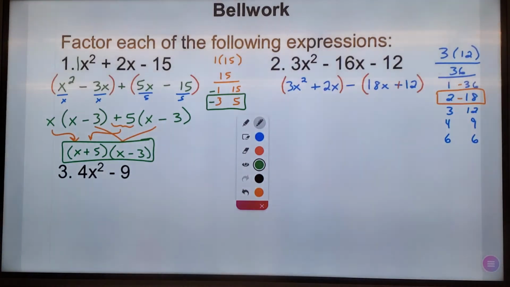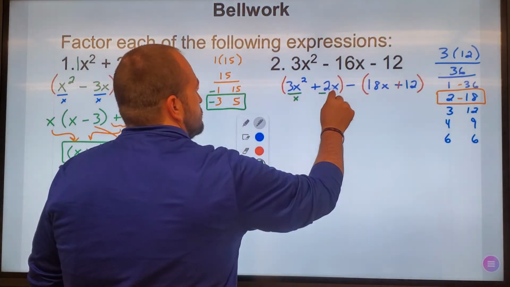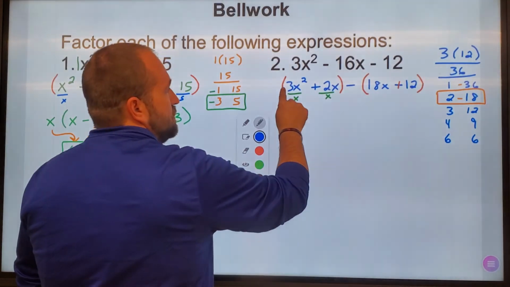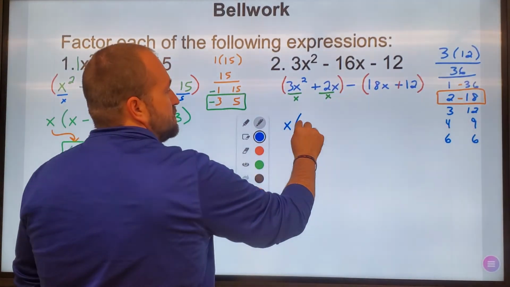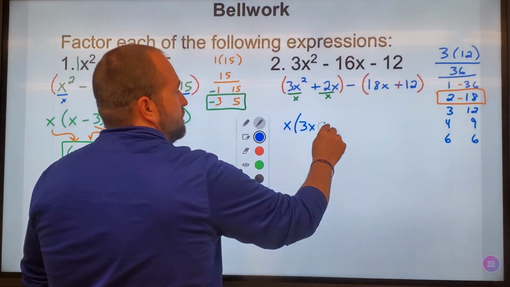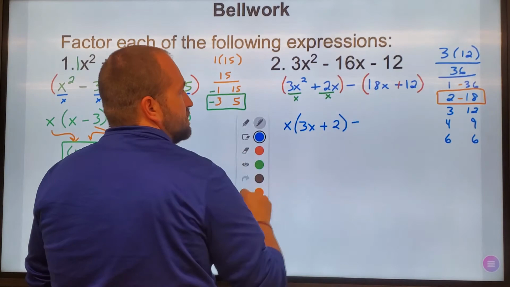Okay. We're again then going to go through and look at what we can pull out of each set. So 3x squared plus 2x. I can only divide both of those things by an x, which gives me x times 3x squared divided by x, just 3x. 2x divided by x just takes off that x, so plus 2. The minus sign there comes down.